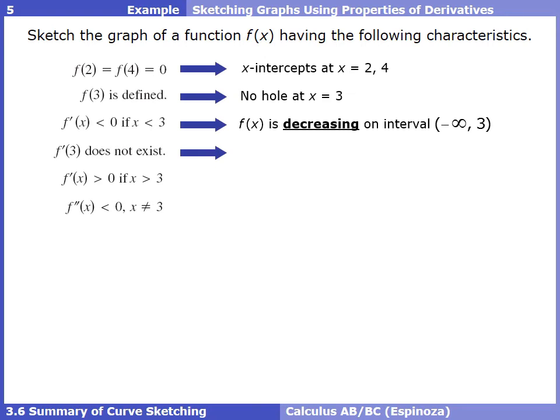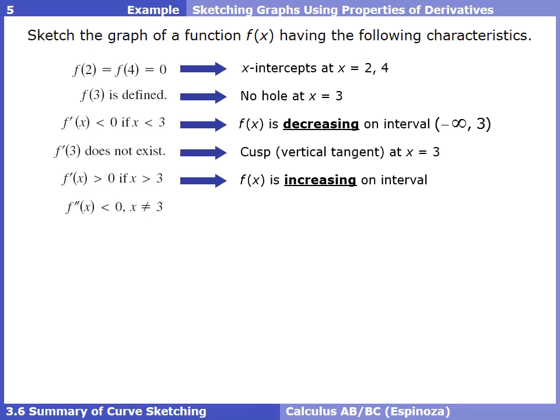The next piece of information they give us is that the derivative at 3 does not exist. If the derivative does not exist, then we know there's some sort of sharp corner or vertical tangent or a cusp, if you want to word it that way, at x equals 3. The next piece of information they give us is the first derivative is greater than 0, which means it's positive. If you ever see that the first derivative is positive, you know the function is increasing. But on what interval in this case is it increasing? Well, it's telling us that x has to be bigger than 3. Well, the numbers that are bigger than 3 are 3 to infinity.